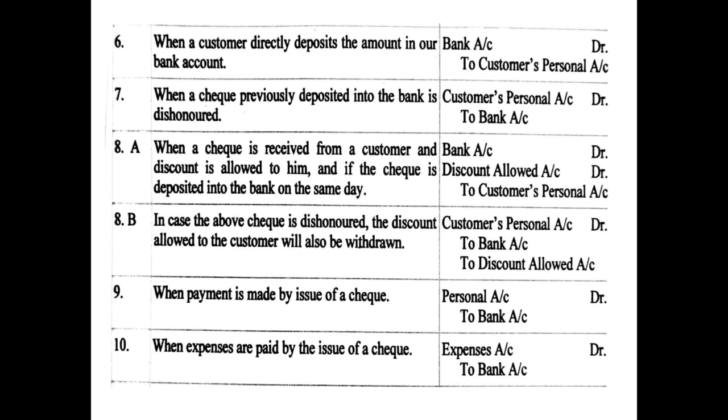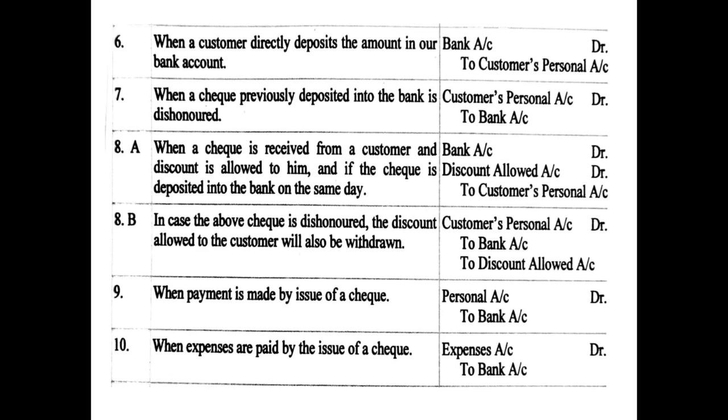And how are we making payment? If we were making payment in cash, we would have credited cash account. But here we are making payment by issuing a check. That means the money will be deducted from our bank balance. That means our asset will decrease. Therefore, we will credit bank account. 10th point, when expenses are paid by the issue of check.